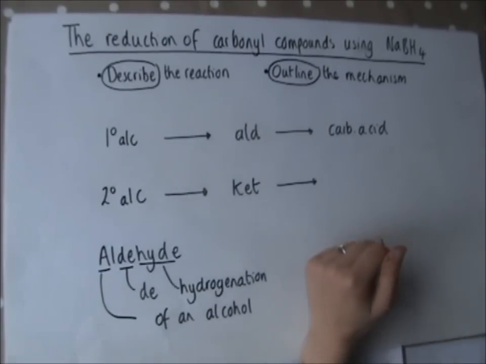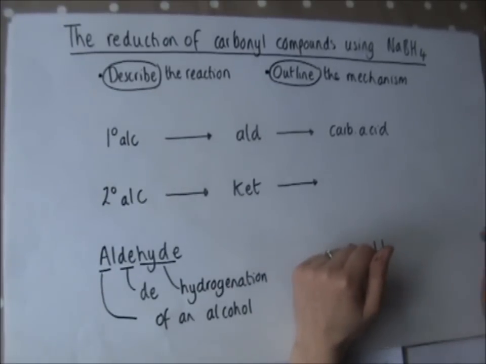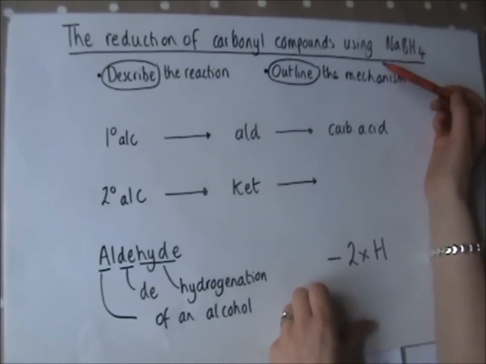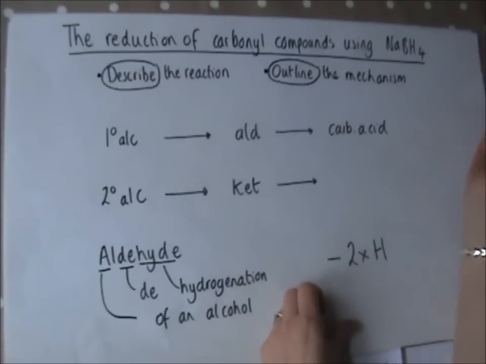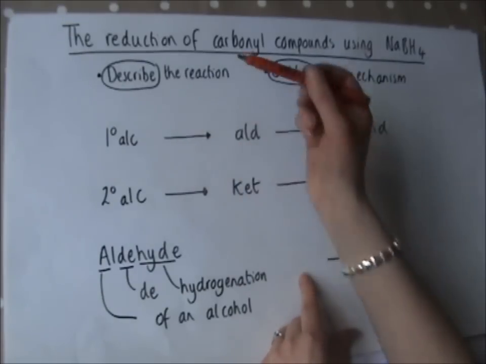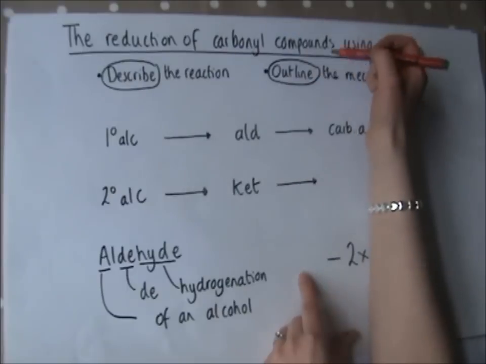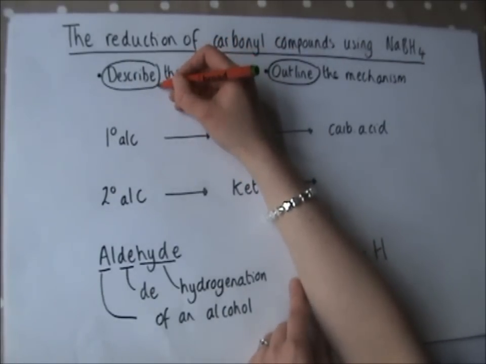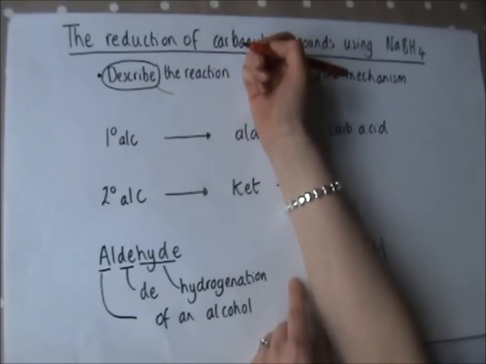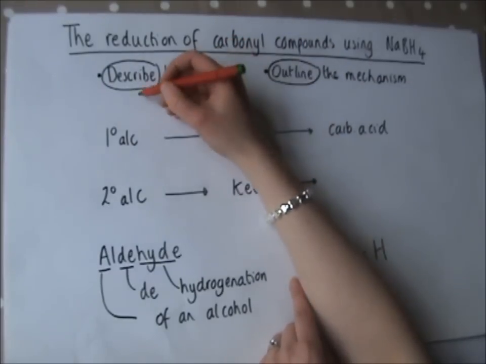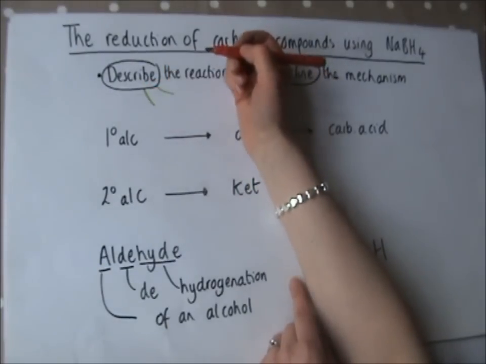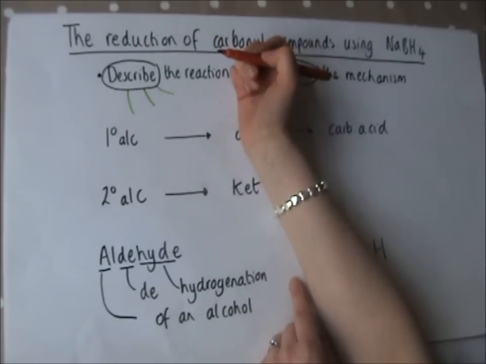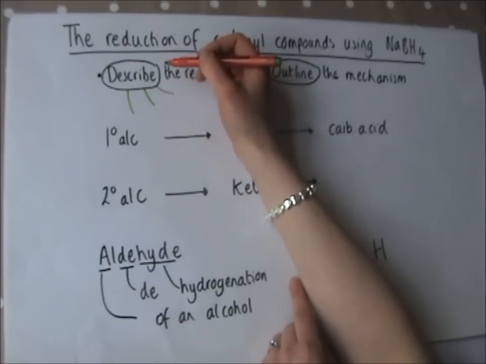Okay guys, so here we are on video two, and this time we're looking at the reduction of carbonyl compounds using NaBH4. And in the specification, there's two things we need to do: describe the reaction and then outline the mechanism. So we're just going to take a little bit of time to think about that. When you describe the reaction, you need to be able to write an equation, you need to be able to say what the reagents are, and then you need to describe any particular conditions that need to happen in order for that reaction to take place.